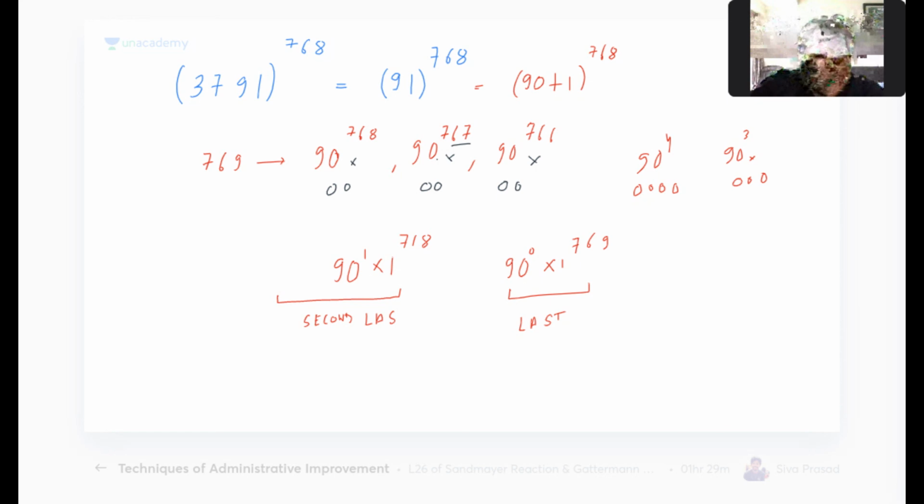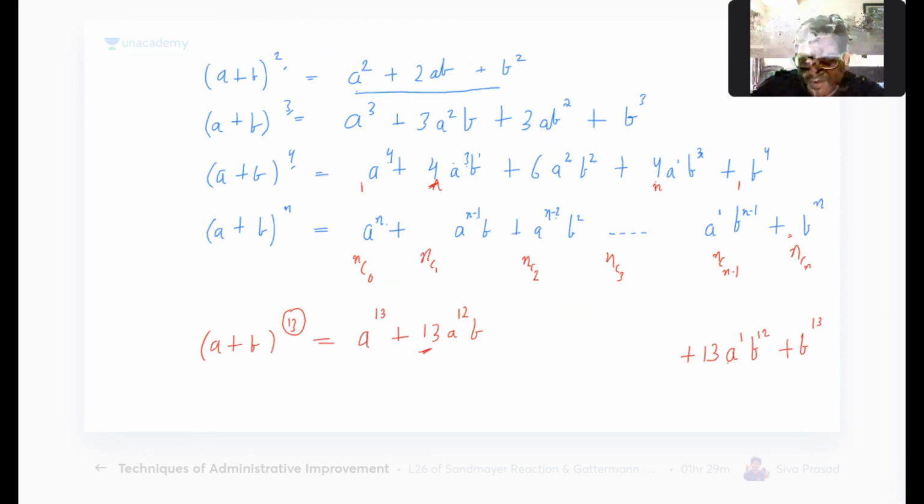Now, for the last term, what is the coefficient? The coefficient for the last term is 1, as we have figured out here. The coefficient for the last term for b to the power n is 1 here, it is 1 here, it is 1 here, it is 1 here.